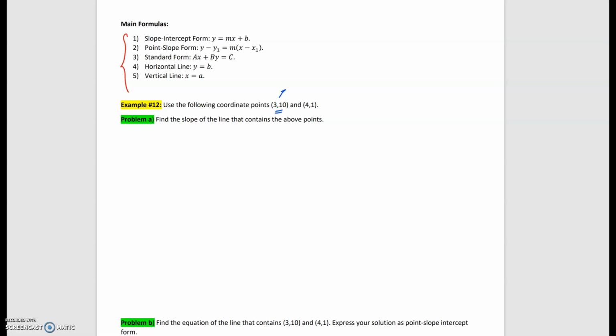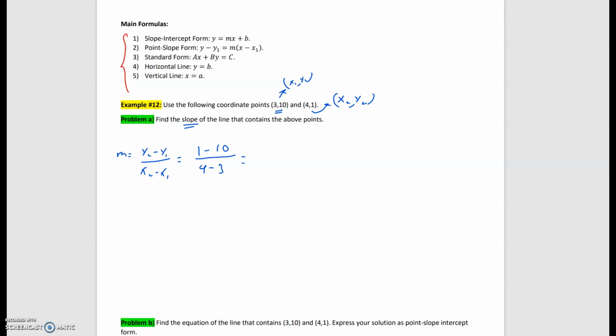In this case, technically 3, 10. I'm just going to label this as your x1 comma y1. And then 4, 1, this will be our x2 comma y2. And they want the slope of the line that contains both of those points. So I'm just going to label it as m is equal to your y2 minus y1 over the values of x2 minus x1. And our y2 value here happens to be 1 minus the values of 10 over the values of 4 minus the values of 3.